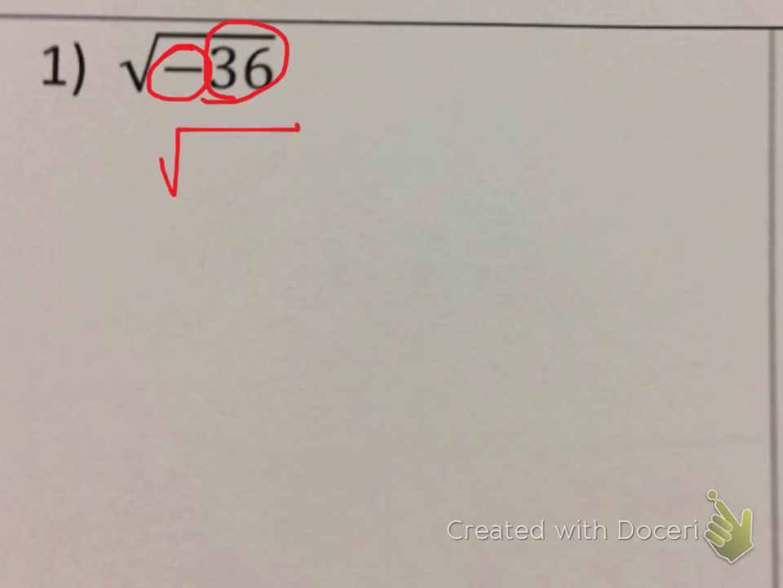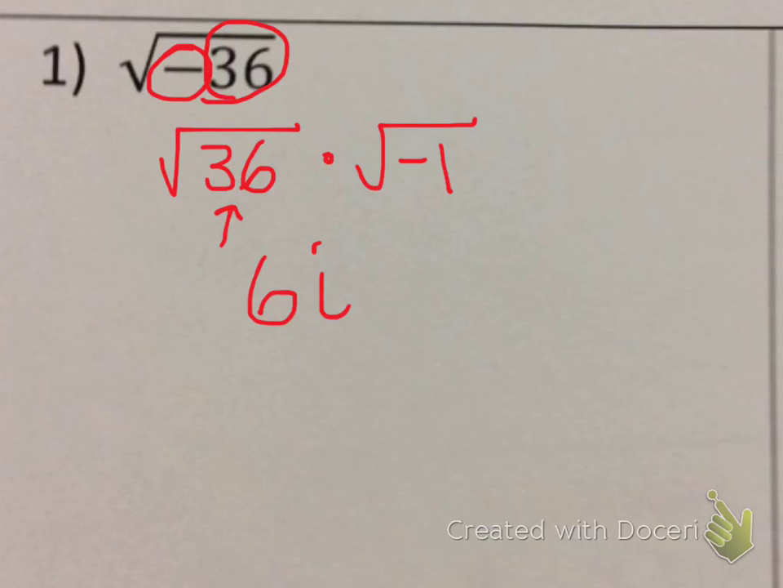But if we rewrote this square root as the square root of 36 times the square root of -1, then I can do this part on my calculator. It will come out as 6. And then if we remember that rule about what i is equal to, the square root of -1, we know that this part right here becomes the i. So my answer is actually 6i.